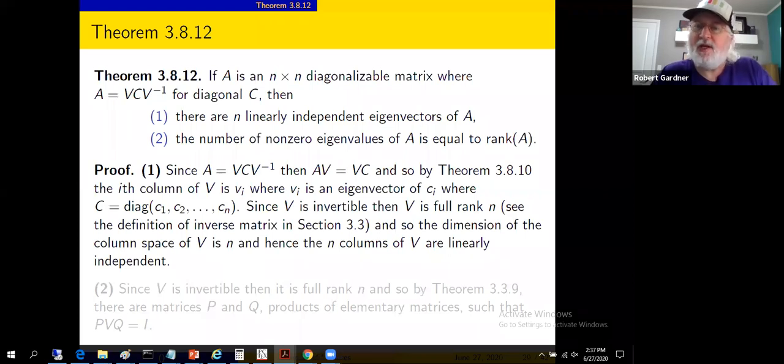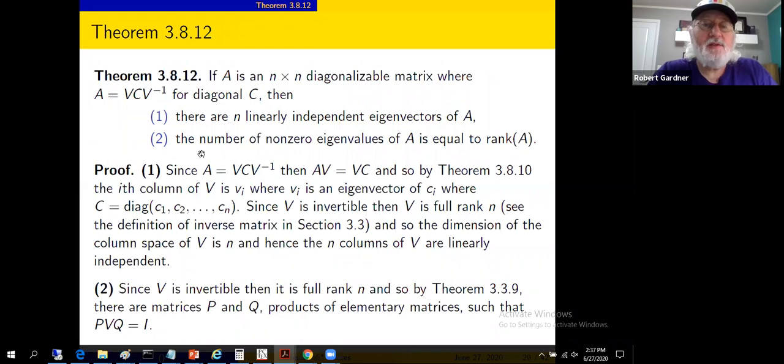columns must be linearly independent. A basis is a linearly independent spanning set. So we draw a conclusion that the columns of V, that is, those eigenvectors, are linearly independent. We've got n of them. We have n linearly independent eigenvectors of matrix A. The eigenspace is n-dimensional, is what we're getting.